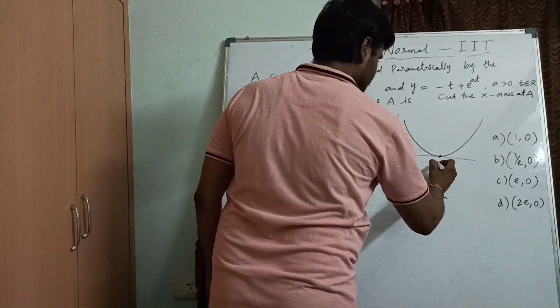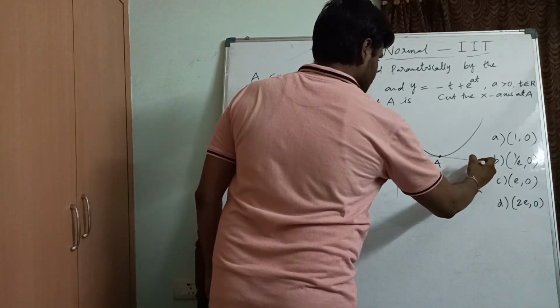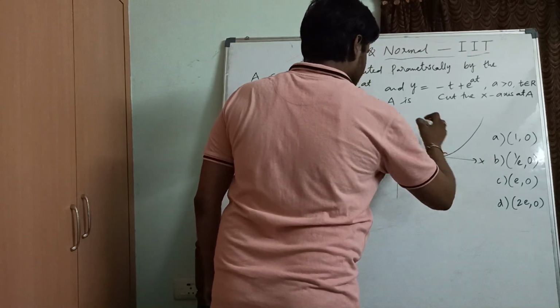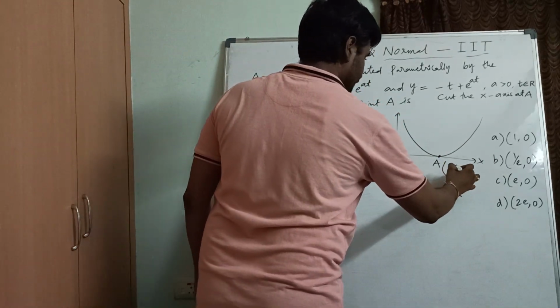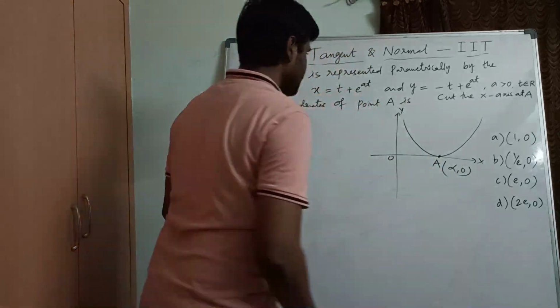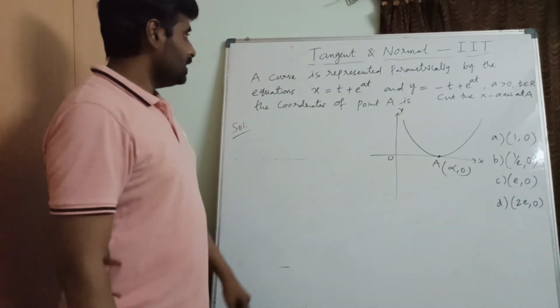Right. So the curve is like this. This is a point A. Generally, a point on the x-axis is something comma 0. So can I take alpha comma 0? Correct. So this is a point alpha comma 0.